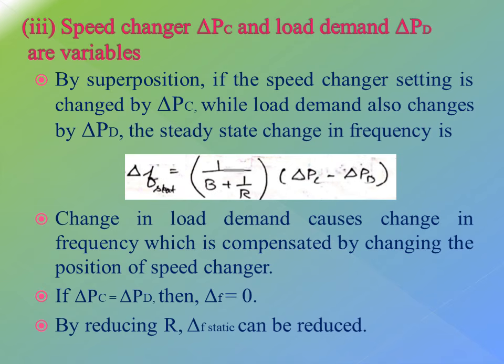The last case of your single area system under static analysis is the speed changer as well as the load demand as variables. If you combine both, that is, changing the speed changer setting as well as the load demand, then your steady state change in frequency is given by this equation. We have both del Pc as well as del Pd in our equation. If the load demand changes, automatically there will be a change in our frequency. This change in frequency will be compensated with the help of changing the speed changer position del Pc. When your del Pc is equal to del Pd, your change in frequency will be equal to 0.